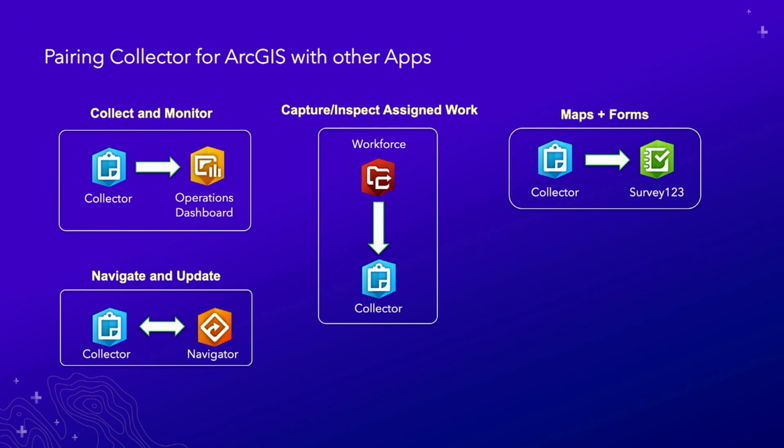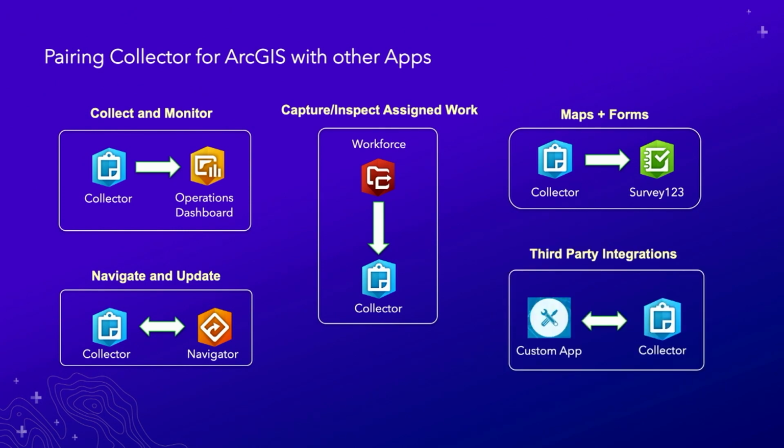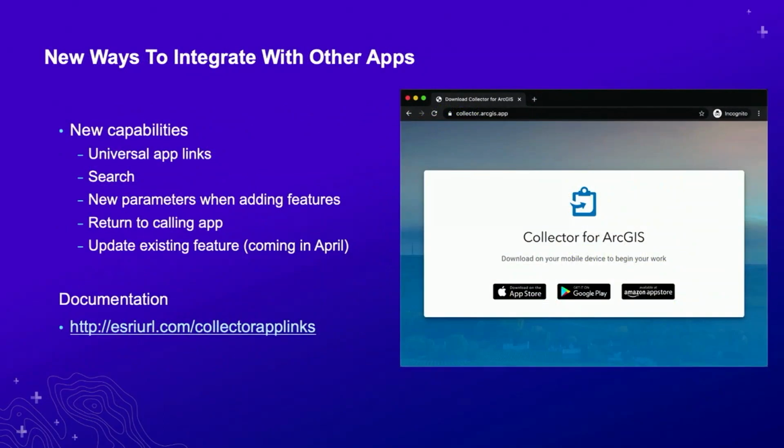Navigation, certainly navigation, getting to the right place at the right time efficiently using information that's been authored by my organization for travel modes and other things is certainly an integration pattern we see pretty frequently. But probably most interesting to this group is how do I integrate my own app, a custom app, with Collector? And there's a number of ways that you can do that.